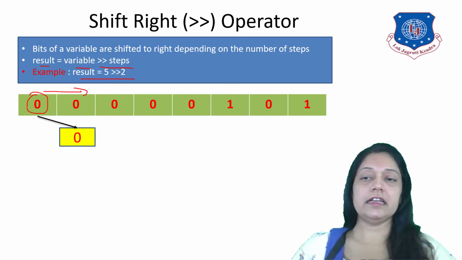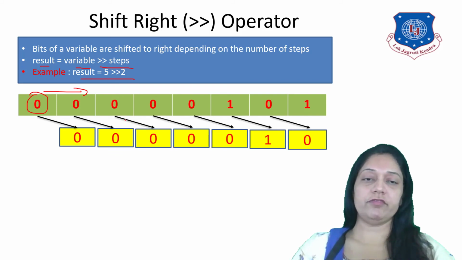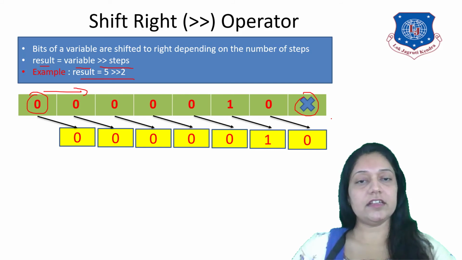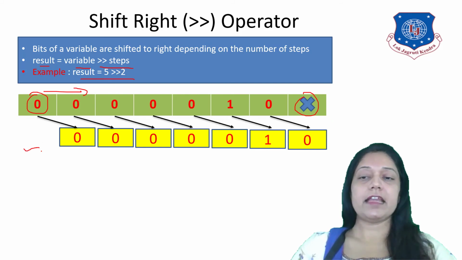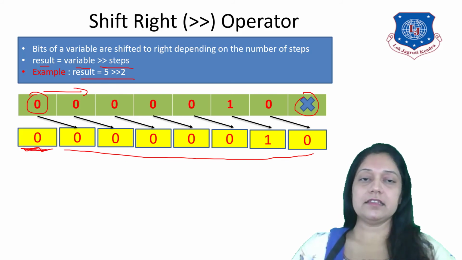So the first, this 0 bit is placed on the second position, the next 0 on the third position, and so on. All the bits are shifted. Now the last bit, this one which has been left, is deleted or discarded. This is my empty space. These are only 7 bits. I have to convert it into 8 bits. So at this particular position, I'll enter 0. So now my 8 bit number is formed.